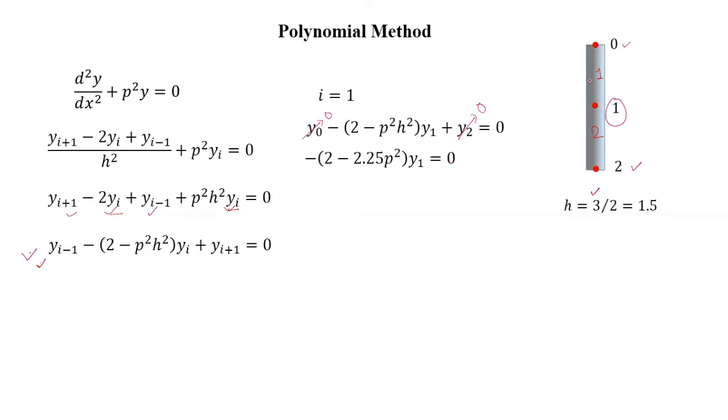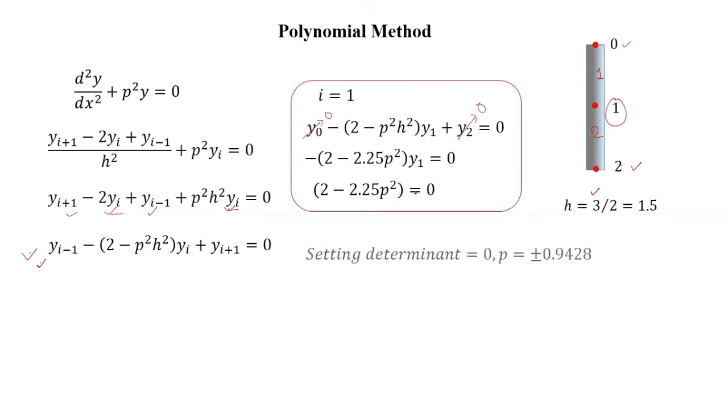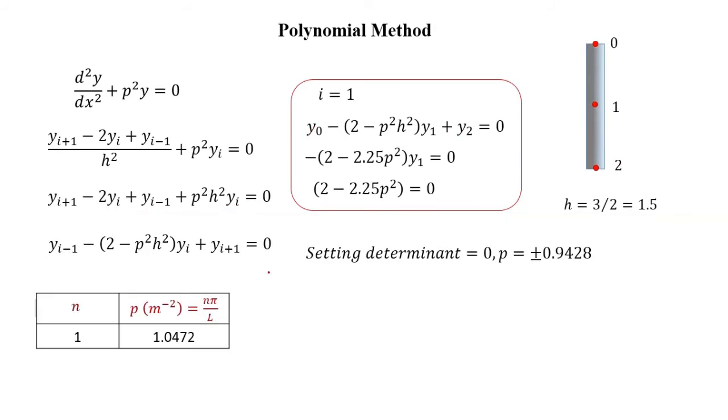Now y1 cannot be 0 because this node is going to deform anyway, so we are left with 2 minus 2.25 p square is equal to 0. Now when we solve this equation, we will get p is equal to plus or minus 0.9428. So this is our numerical eigenvalue for the first point. Now if you recall our analytical results which we tabulated in our previous slide, the actual value for the first eigenvalue was pi by L, which is equal to 1.0472. So our numerical value, that is 0.9428, has 10% error.